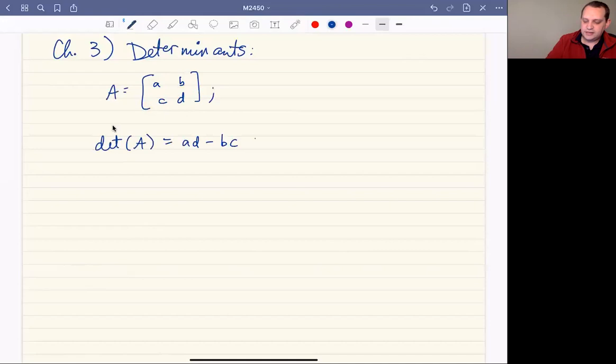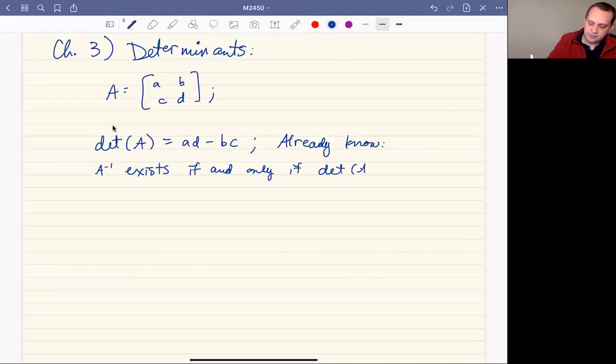And we already know that A inverse exists. This matrix A has an inverse if and only if the determinant of A is not 0. So in other words, if A has an inverse, the determinant's not 0. If the determinant's not 0, then it has an inverse, and all the other combinations. So if the determinant is 0, then there's no inverse, and if A has no inverse, the determinant is 0. So those are equivalent statements. So we've already seen that the determinant of A is going to be useful.